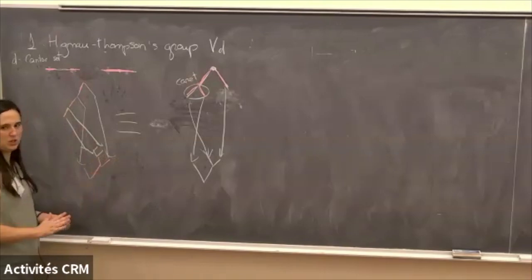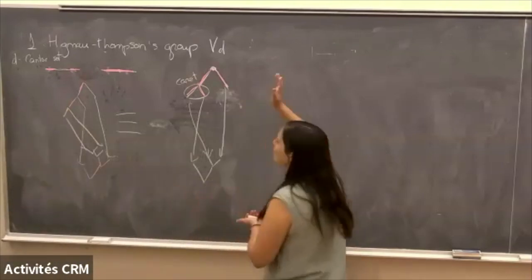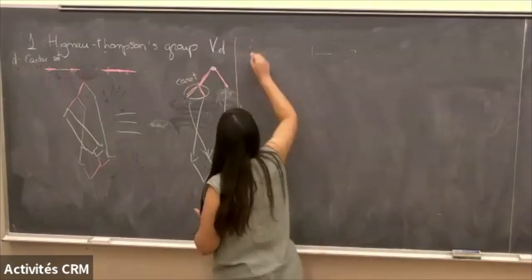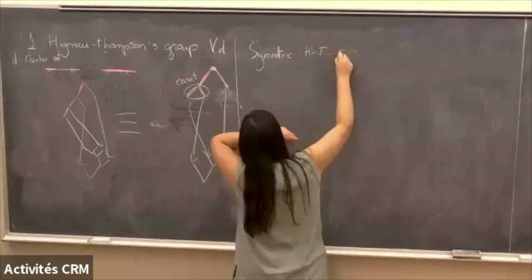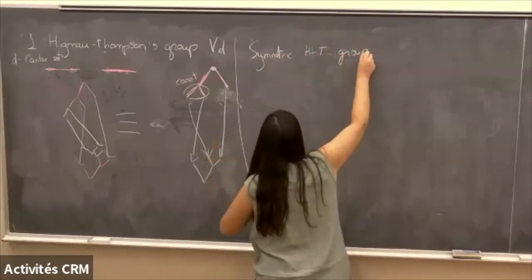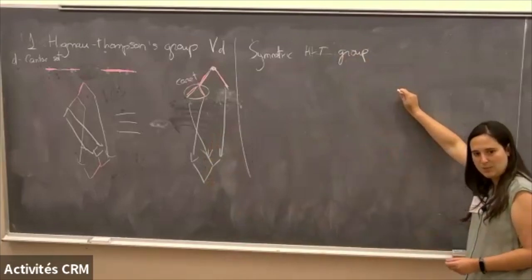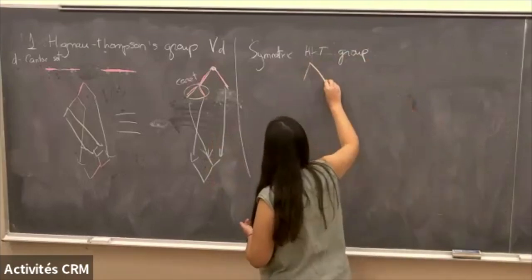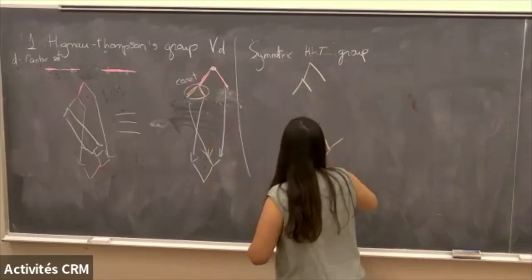So this is the equivalence relation for the Higman Thompson group that Higman introduced in the 70s. But then we have the symmetric Higman Thompson group. And this consists really in changing this equivalence relation, just as you said. So here we have our trees. I think I'll just do the examples.